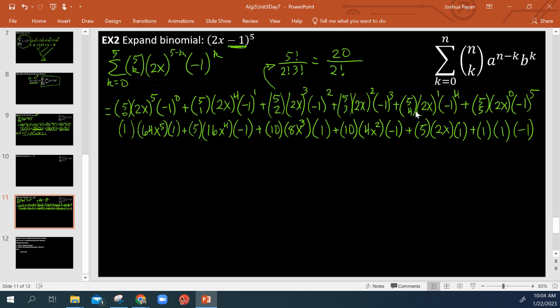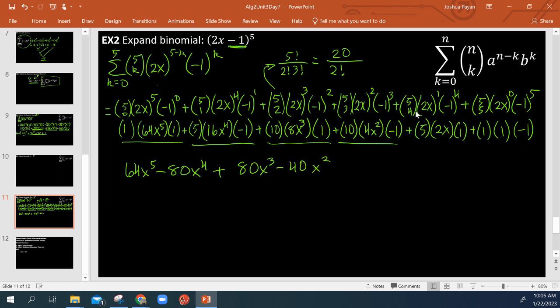Okay, now let's simplify this all down. So 64 x to the 5th power, right? That's going to be -80 x to the 4th power. 5 times -1 is -5. -5 times 16 is -80. Okay, plus we have 80 again, x to the 3rd power. And then we're going to have -40 x to the 2nd power. And then we're going to have plus 10x and -1.